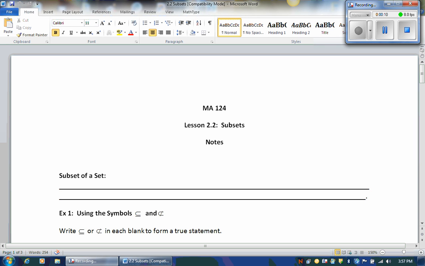All right, so what is a subset? A subset is a situation where all of the elements of one set are also elements of another set. Another way to say that is set A is a subset of set B.